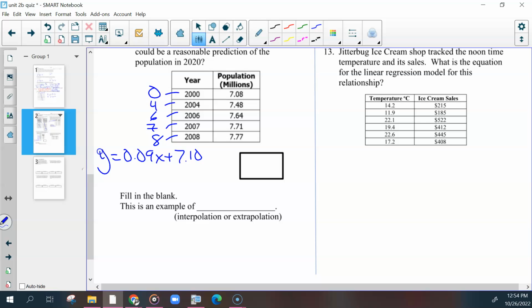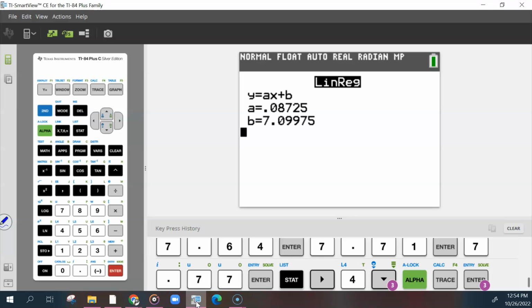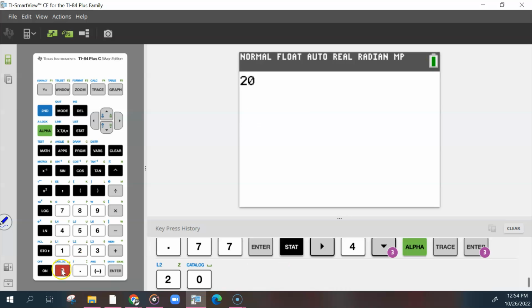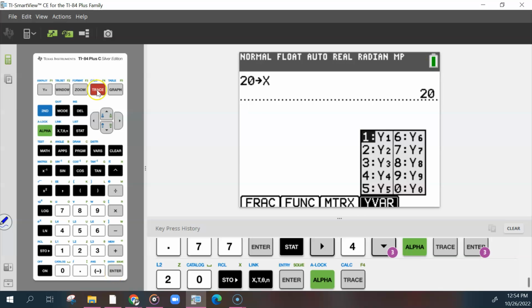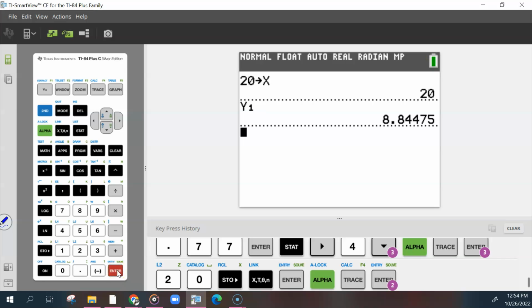And then we're going to use that equation to answer the question. We're looking for the population in 2020. So since the original, that would be 20 years later. So we're going to store that value in for x. I'm going to type in 20, STO, x, enter. And then grab our equation from alpha trace. 8.84 was fine, 8.8 was fine, 9 was too much.